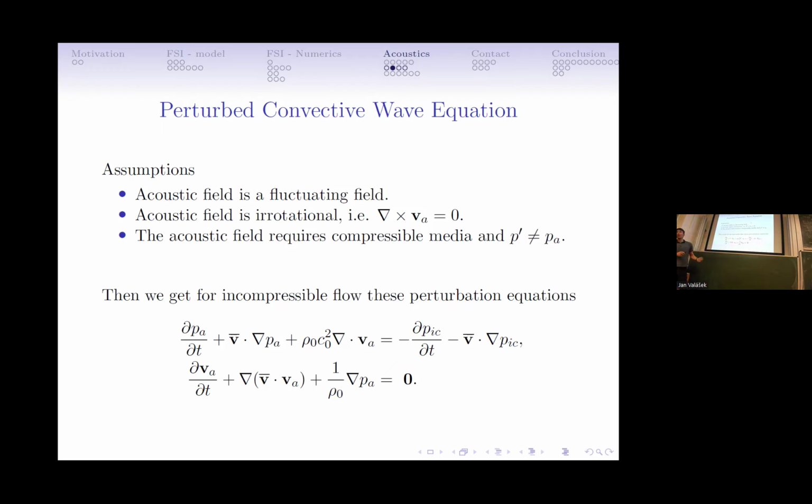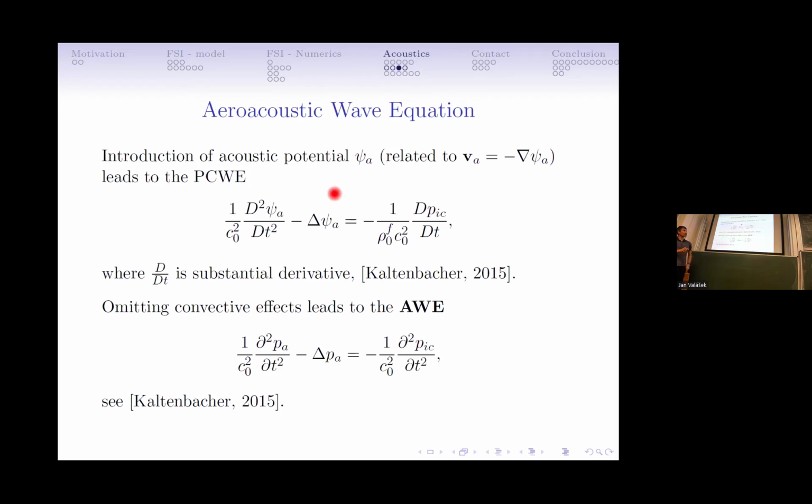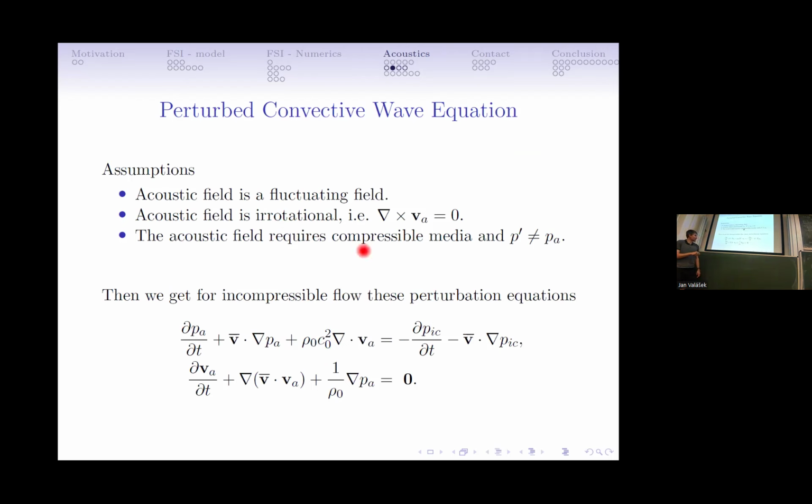So these are more difficult to solve than the wave equation, and there are actually 4 of them, because we have 1 unknown in pressure and 3 unknowns in velocity. But if we observe that the acoustic velocity can be related to the acoustic potential by this formula, then the previous equations can be reformulated just in this form, which almost resembles the wave equation, where instead of the classical time derivative we have a substantial derivative. What we can see here on the right hand side is that in this equation we also introduce the influence of the background flow on the acoustic propagation.